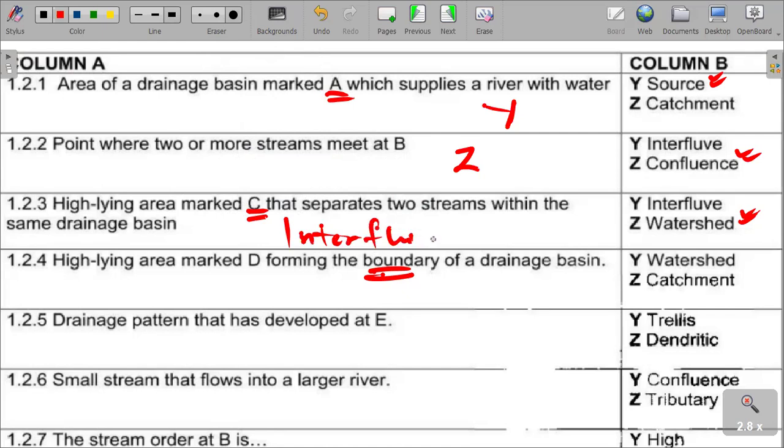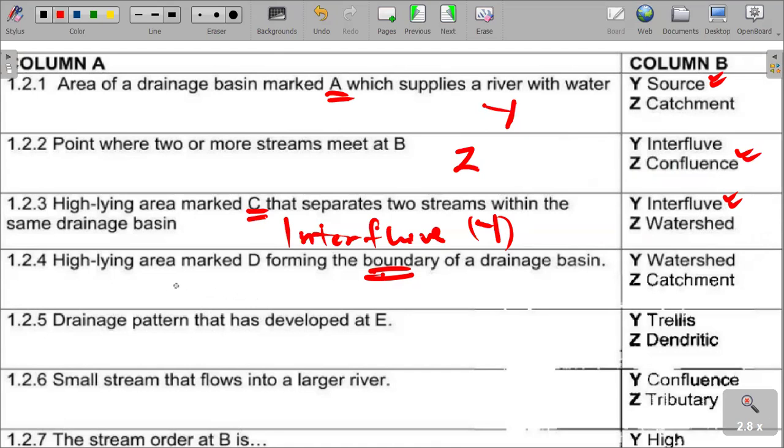It is the interfluve, which means the answer is what? It is Y. Y is the answer in number 3. In this case, it is the interfluve.